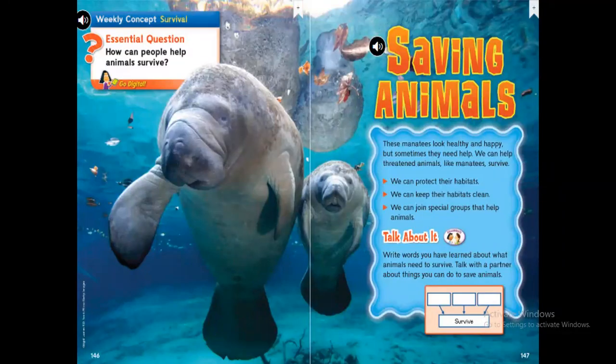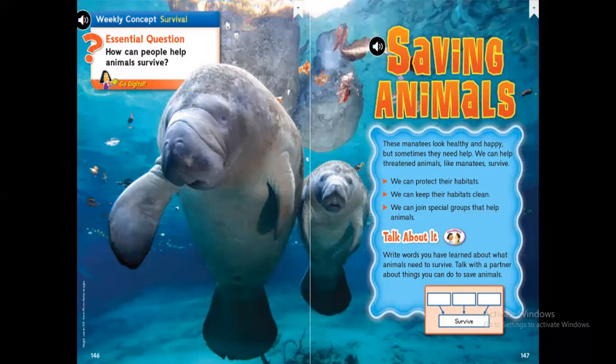This week we have a new story, but in the beginning, let's talk about how people can help animals to survive. People can help animals to survive in many different ways, but the most important thing is to keep their environment clean. And we can give them food, water, and maybe we can give them shelter sometimes.